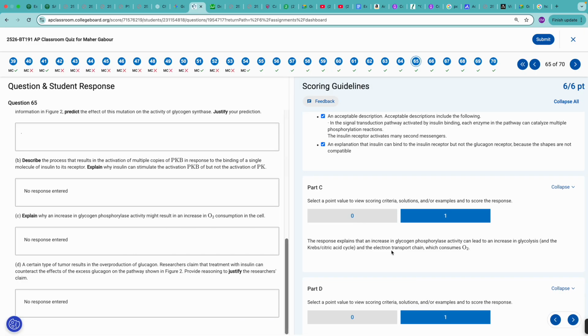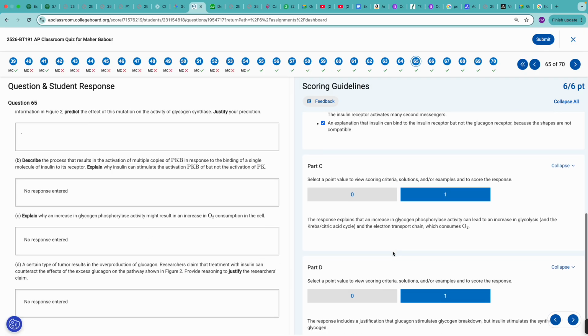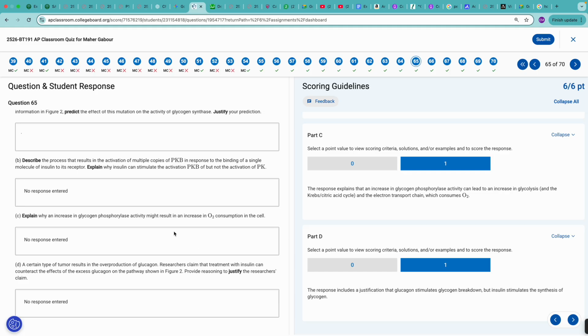I yapped a lot. Basically, all you need to say is the response explains that an increase in glycogen phosphorylase activity can lead to an increase in glycolysis, which will lead to an increase in the electron transport chain, which consumes O2. Just like I explained to you in a very weird, long way, but yeah, that's what you need to know.